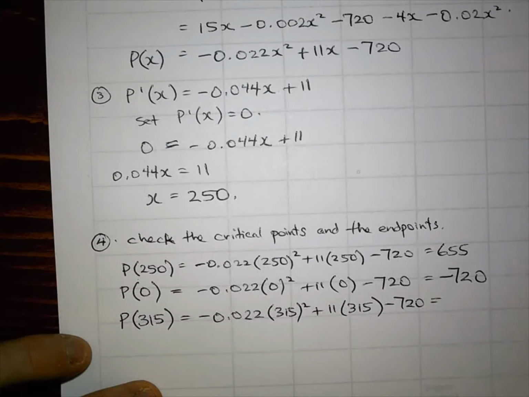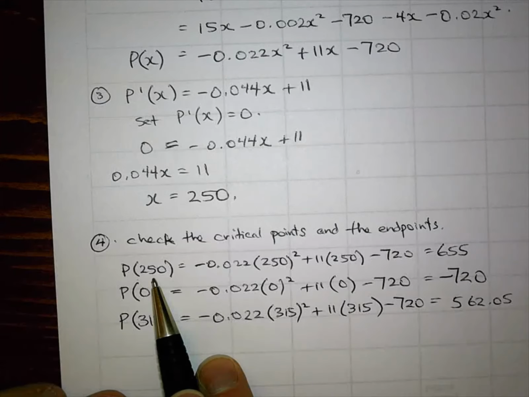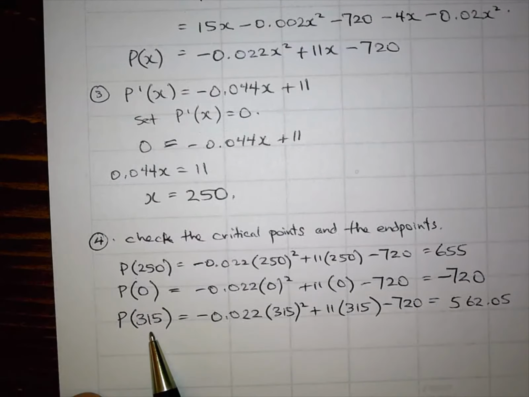I actually end up with 562.05. So actually, that isn't my max profit. My max profit was that sweet spot at 250. Probably at this point, 315, the numbers kind of checked it out, but what's really happening here is this factory, you're running at your max, maybe you have to pay extra overtime, you have more maintenance costs, you're not optimizing your profit. So the optimal value is 250.